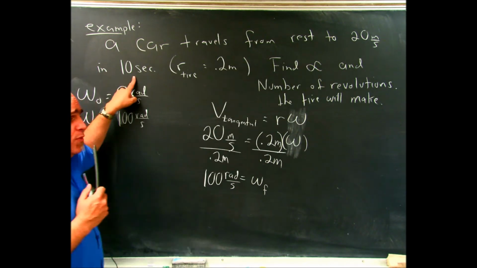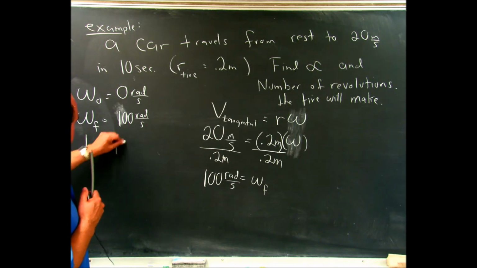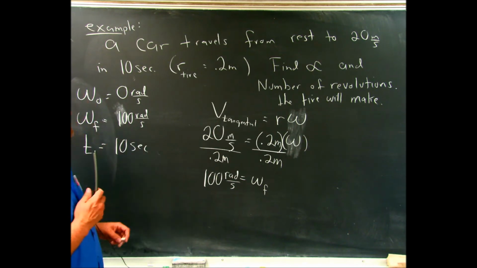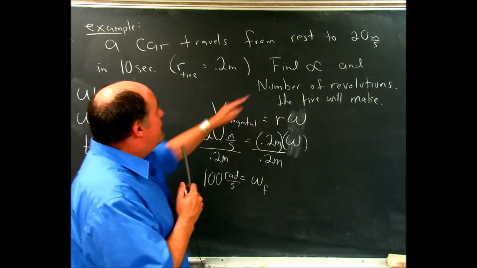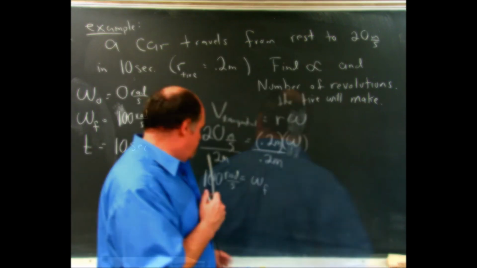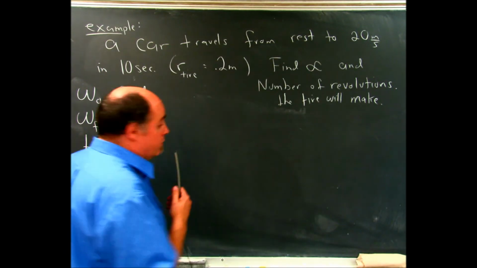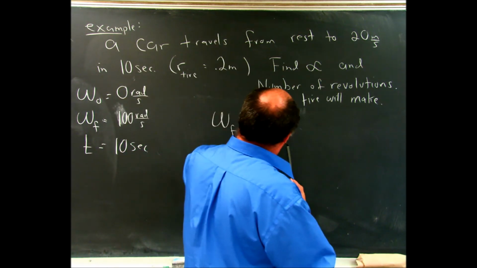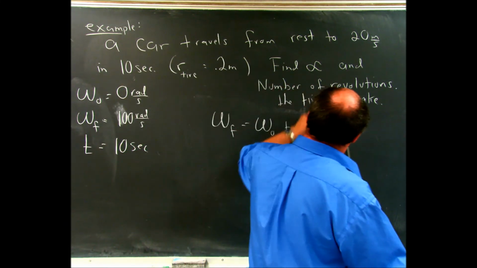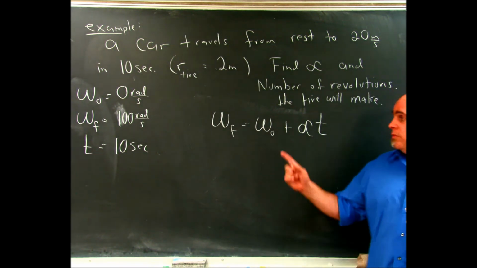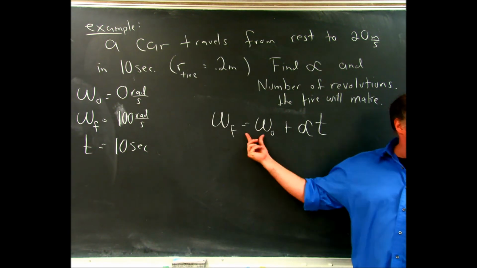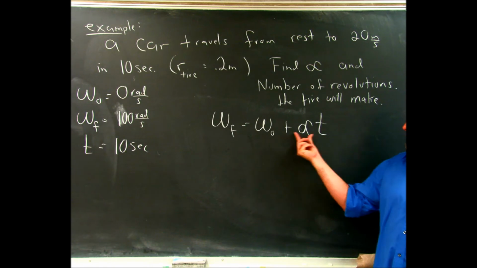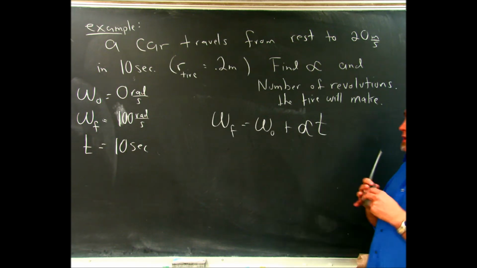And the other thing they gave me was 10 seconds. So the time here is equal to 10 seconds. They want to know what is my angular acceleration. So to get that, I will use a formula: omega final equals omega initial plus alpha times t. So this is my final angular velocity, my initial angular velocity, this is my angular acceleration, and this is my t.